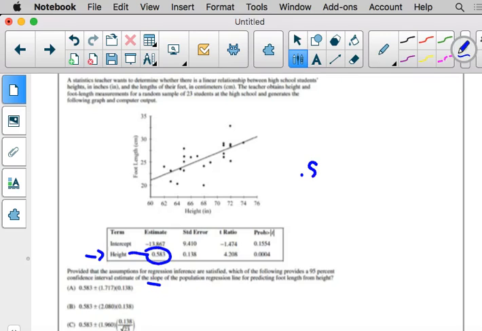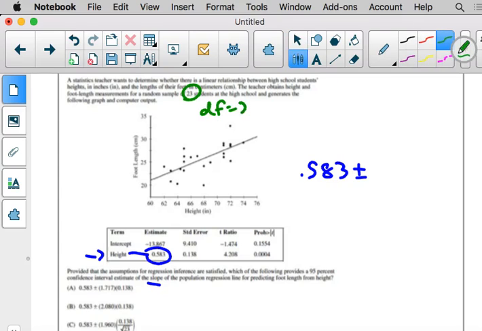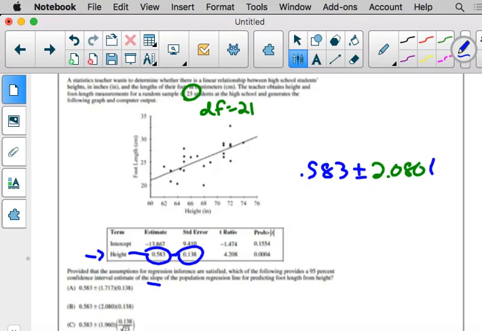So 0.583 plus or minus the critical value. Well, here they tell us there were 23 students, so our degrees of freedom would be 21 this time. So 95% confidence, 21 degrees of freedom, I'm getting 2.080. Then just follow the line to the standard error, 0.138.